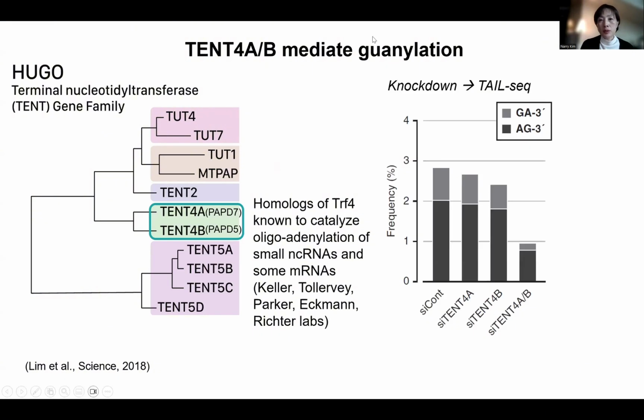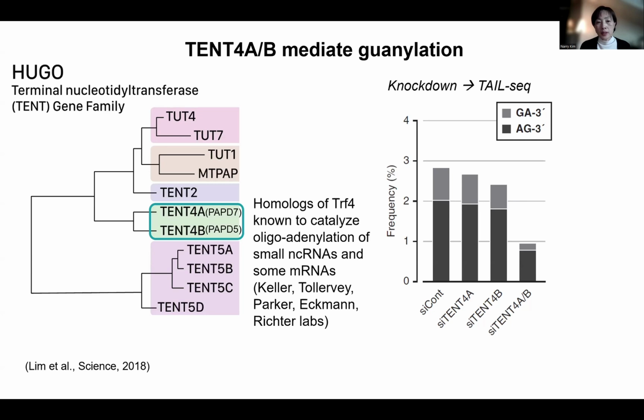So for instance, if you knock down TENT4A or B individually, or knock down both at the same time, and investigate the guanylation frequency by tail-seq, you can see that for guanylated tails at the penultimate position or terminal position, the frequency is reduced substantially when both enzymes are depleted, indicating that these two enzymes act redundantly to generate guanylated tails.